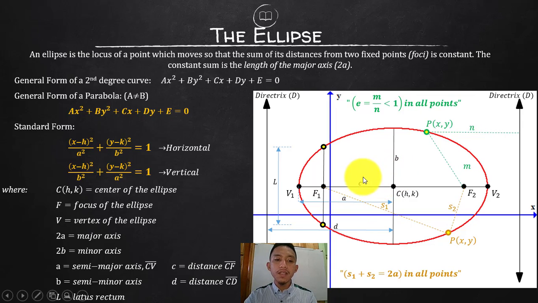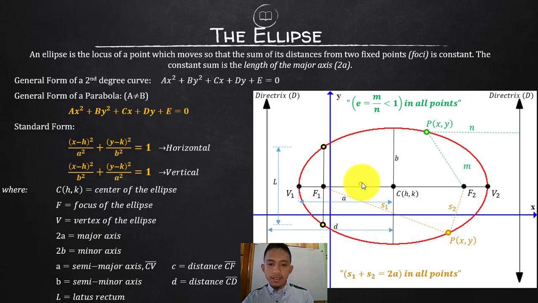We have another variable here, C. That is the distance from the center going to the focus. Isn't it that your A is center to vertex? We have another distance from center to focus, which is your distance C.